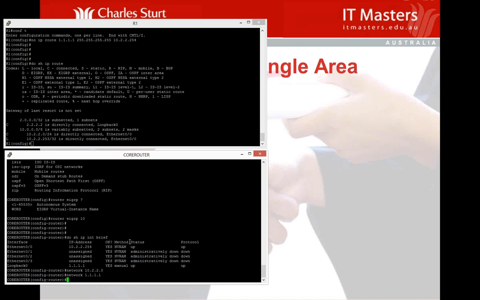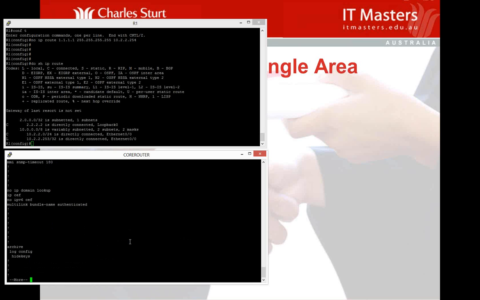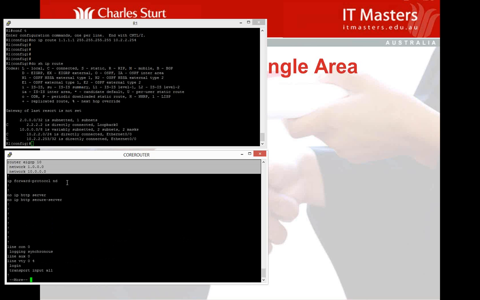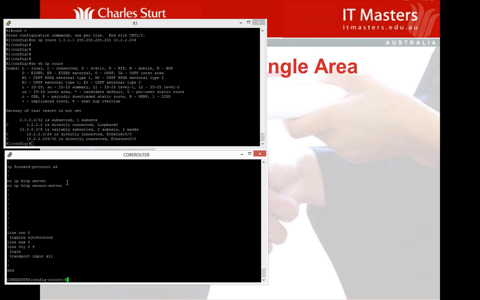Now, something interesting may have happened. Again, it depends on the iOS version, but let's have a look at the show run. Whoa, hang on a minute. Look at this. EIGRP has said network 1.0.0.0 and network 10.0.0.0. It just decided to use the classful masks. So that's a trick with EIGRP that you have to be cognizant of.